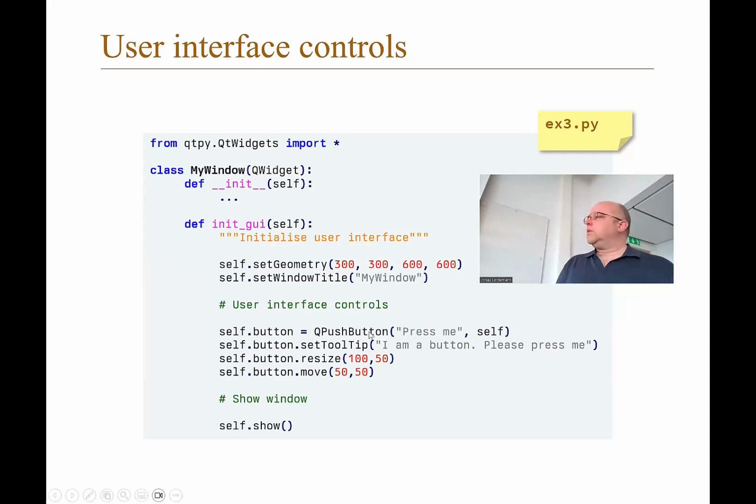QPushButton is a control for creating a button that you can press. The first parameter is the text on the button, and then self is the owner. I want this button to be owned by the window, so I pass along self, which is the parent or owner of the button. The tooltip is a special box that comes up if you hover over the button. It will bring up a hint that shows what you do. You can set a size and you can move it to a certain position. Then I show it here.